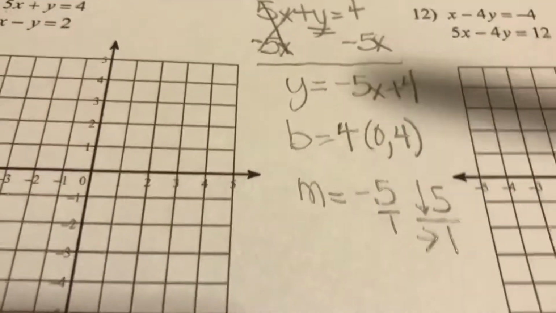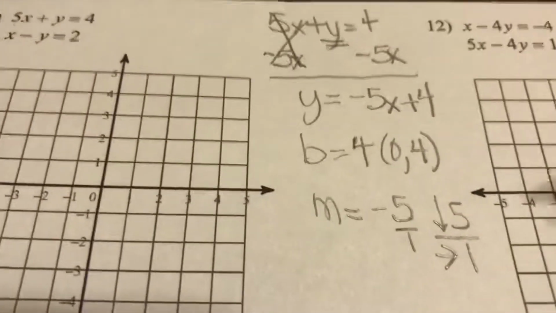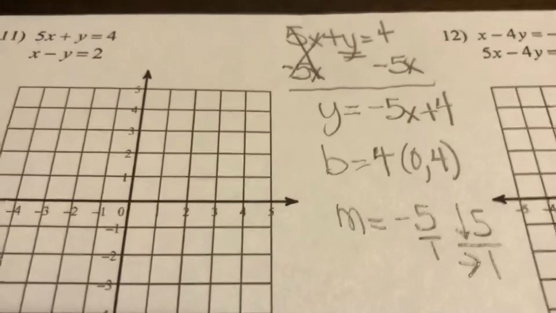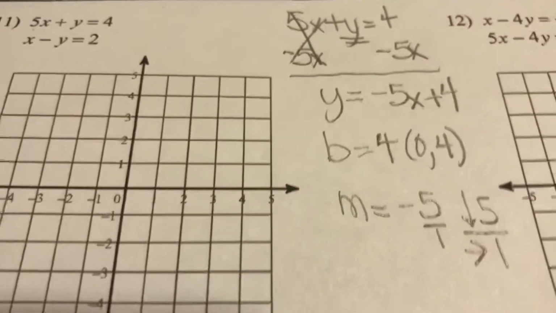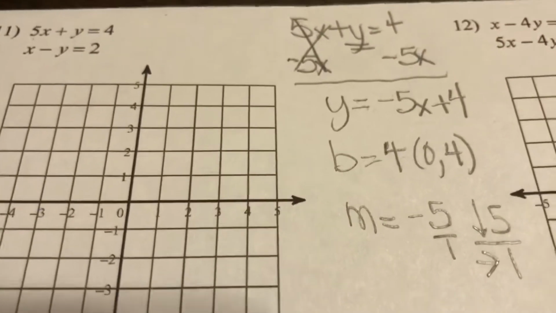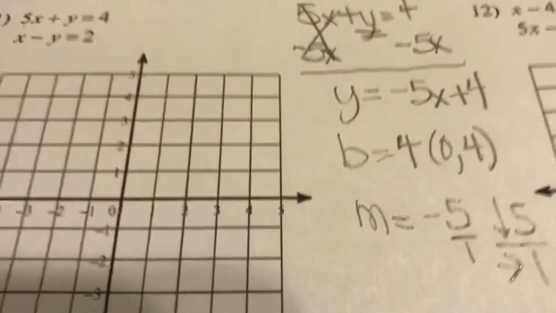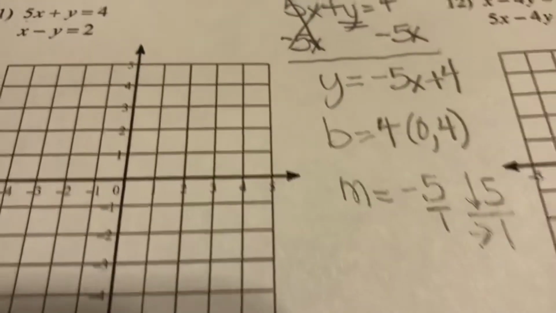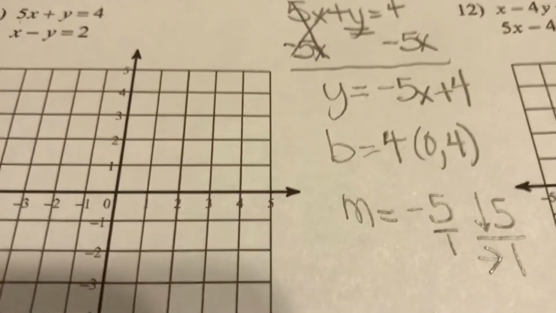So nothing new. The only thing different that we did today than what we were doing all week so far is we just had to move that 5x. We just had to get that y by itself. And we can do that. We've been moving variables when we were solving equations with variables on both sides. So we know how to do that. So just kind of taking a skill we already knew and combining it with another skill we already knew.